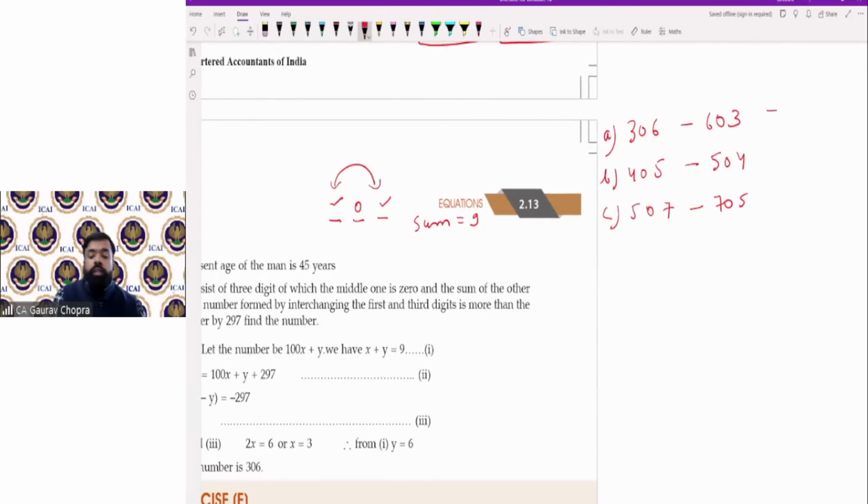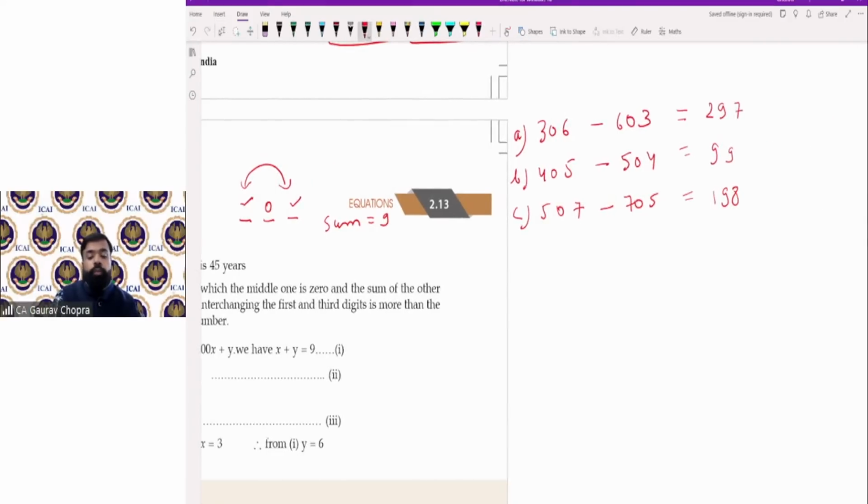Now find out the difference. कितना difference आता? If you find the difference, it is 297. Here it is 99, and यहाँ पे कितना है? 198. So which option is correct? Option number A, because option number A satisfies the condition of 297.